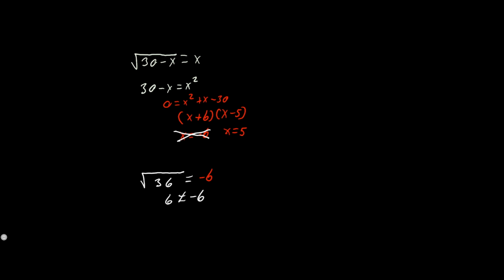Let's try x is equal to 5. We end up getting the square root of 30 minus 5, which is the square root of 25, is equal to 5. And here we get 5 does indeed equal 5. So x is equal to 5 is the only solution that is going to hold true for our original equation.